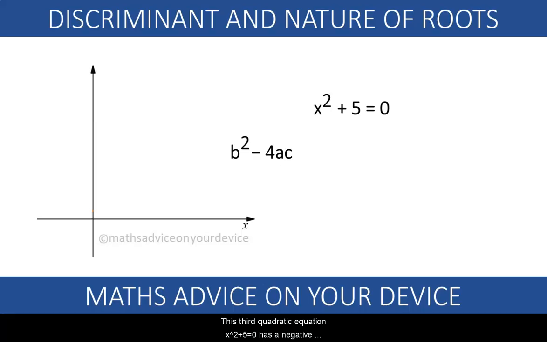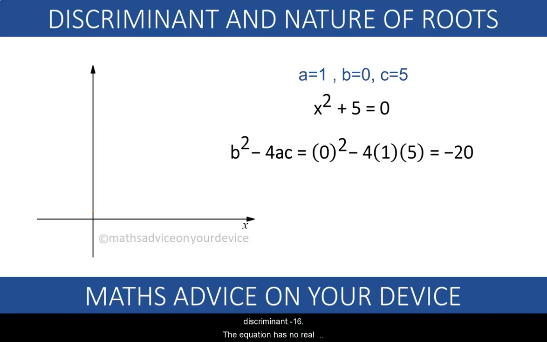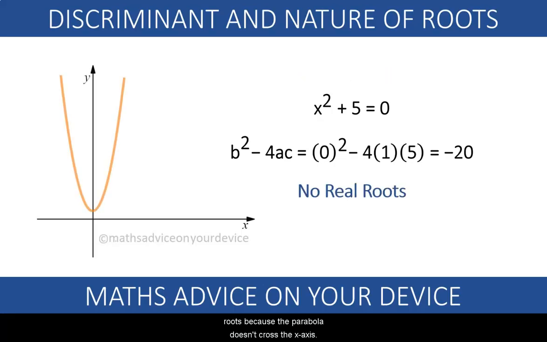This third quadratic equation, x squared plus 5 equals 0, has a negative discriminant. The equation has no real roots because the parabola doesn't cross the x-axis.